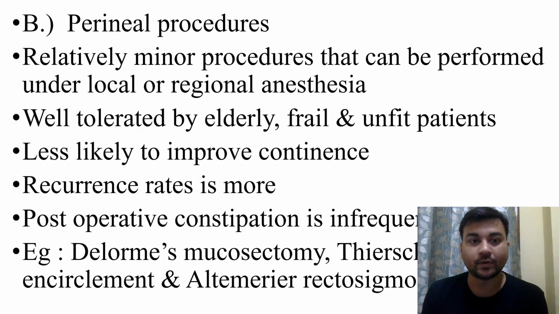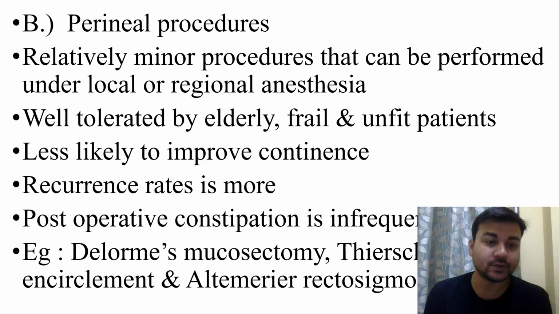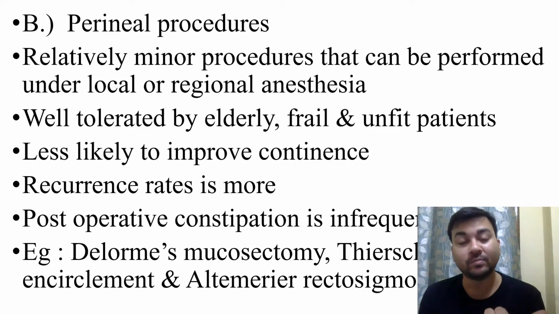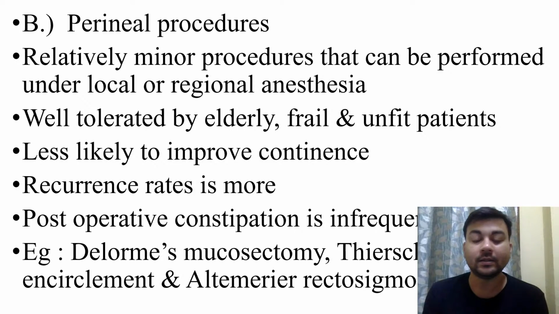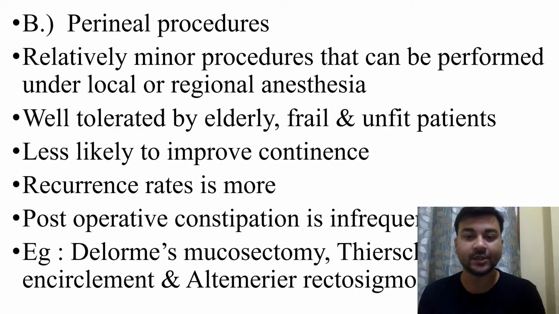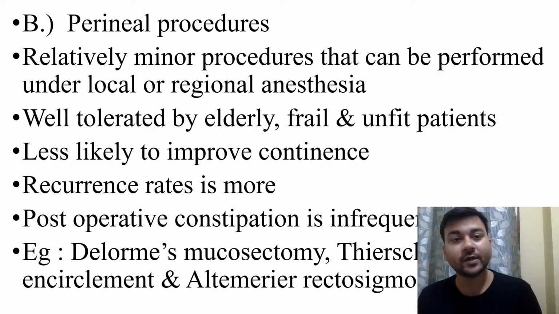Now, recurrence rate is more than abdominal, but post-operative constipation is infrequent in perineal procedures, whereas it was the most common side effect of abdominal procedure. But here, these perineal procedures are less likely to improve continence. Okay, so patients can sometimes come with incontinence, because if you are dealing with perineal procedures, then you may damage the sphincters. So that is why mostly patients can have complications like incontinence. But constipation is infrequent. Now, what are the names of perineal procedures for rectal prolapse?